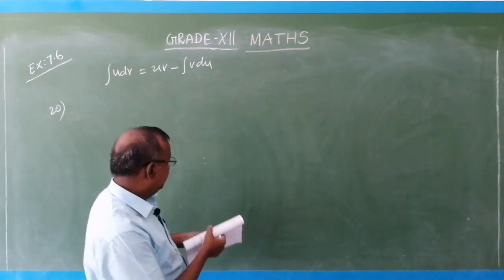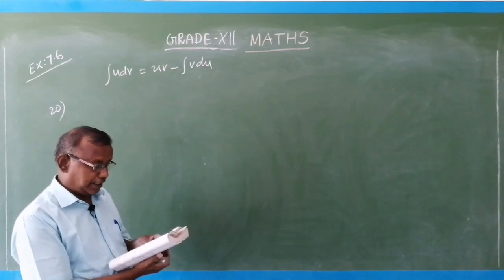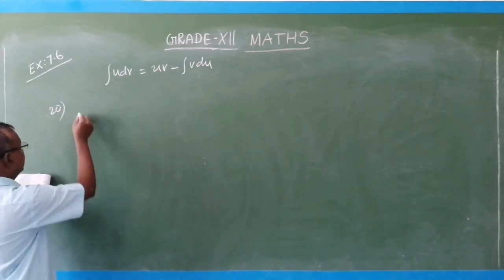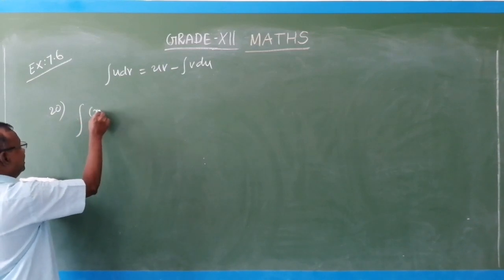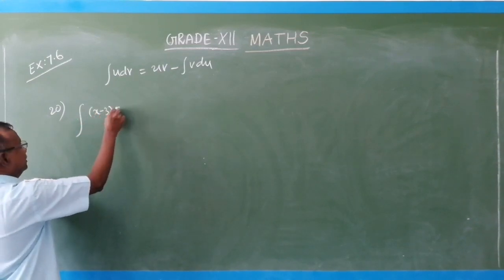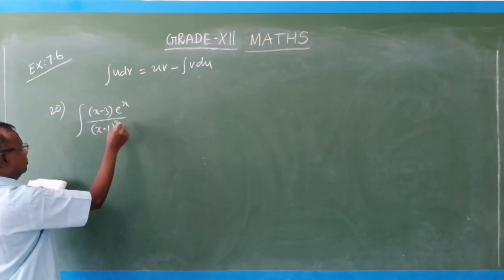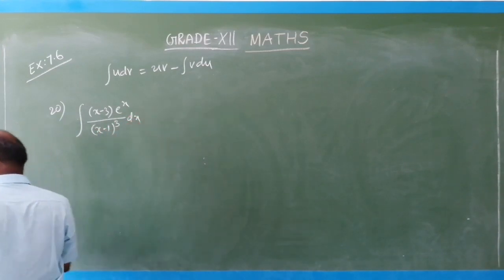Question number 20. In the 19th problem, I gave you the idea, so using that idea you have to write the answer. Now the 20th problem: we have integral (x minus 3) into e power x divided by (x minus 1) the whole cube into dx.